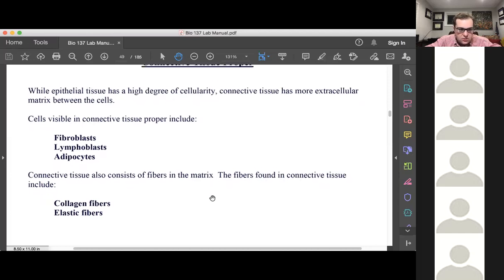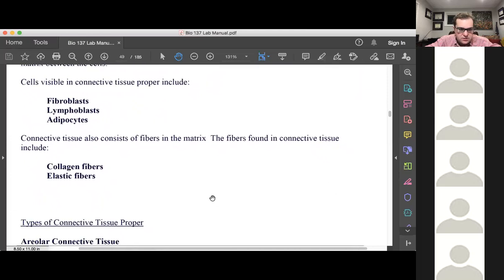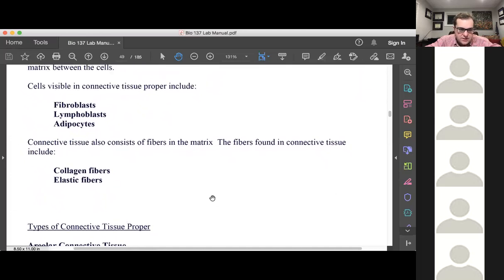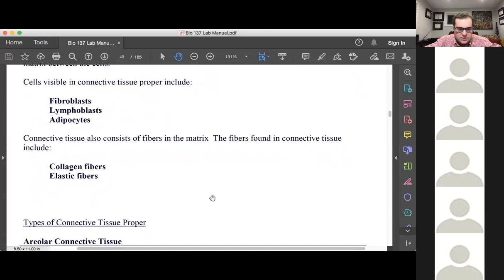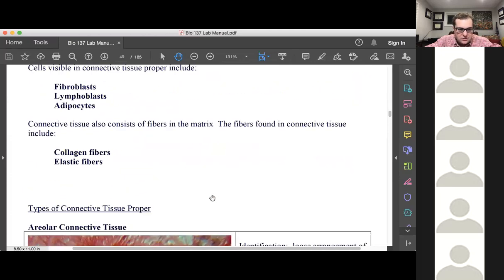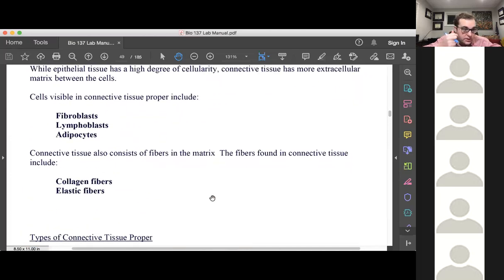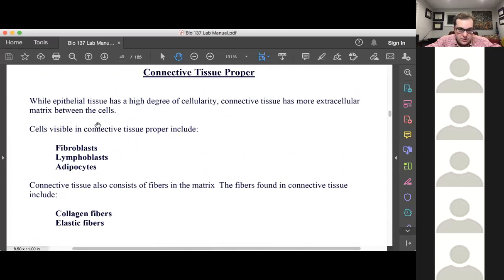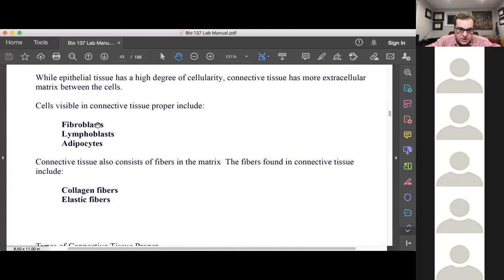Visible cells in connective tissue include fibroblasts, lymphoblasts, and adipocytes. Lymphoblasts, I'll be very interested to see what they look like, because I think lymphoblasts are probably going to be in the bone marrow. They're not going to be out in the connective tissue region.